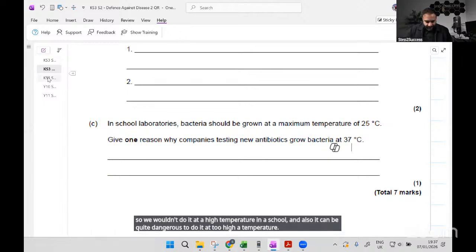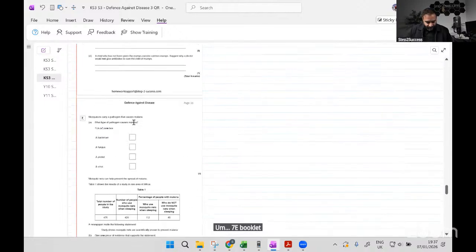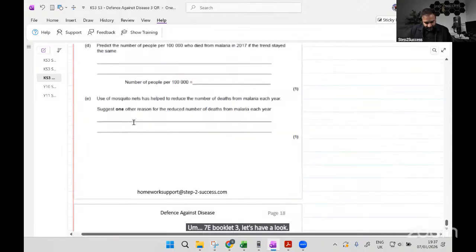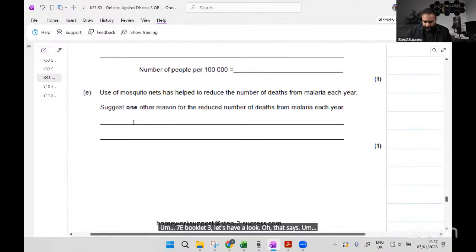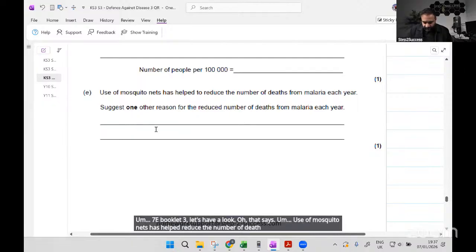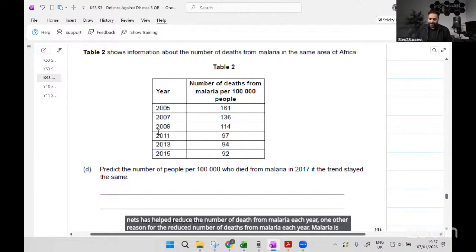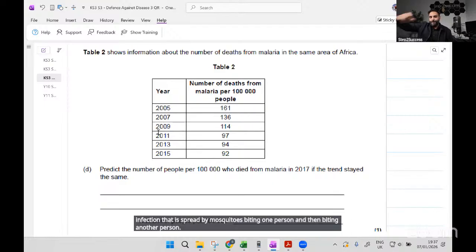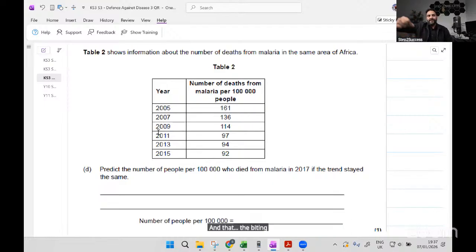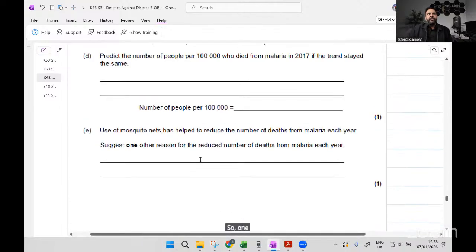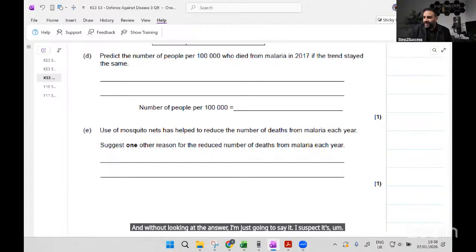7E, booklet three. Let's have a look at what that says. Use of mosquito nets has helped reduce the number of deaths from malaria each year. Other reason for the reduced number of deaths from malaria each year. Malaria is an infection that is spread by mosquitoes biting one person and then biting another person. The biting process transfers the malaria from one person to another. So one way that you could reduce the number of deaths from malaria could be, and without looking at the answer, I'm just going to say it, I suspect it's using insect repellent.